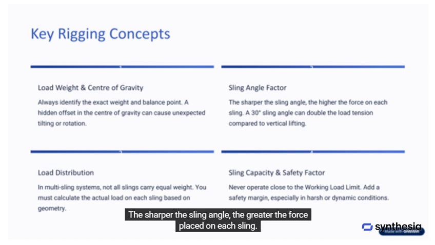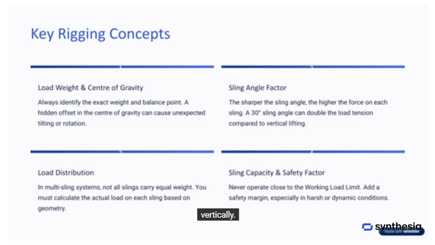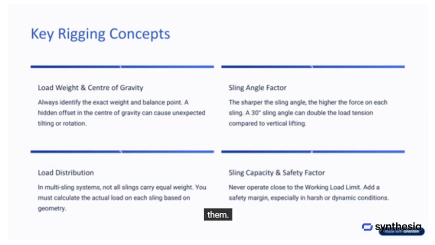Sling angle factor. The sharper the sling angle, the greater the force placed on each sling. For instance, with a 30-degree sling angle, the tension on the sling can be double compared to when lifting vertically. Sharp angles increase the load on the slings, so you need to consider the angle to prevent overloading them.